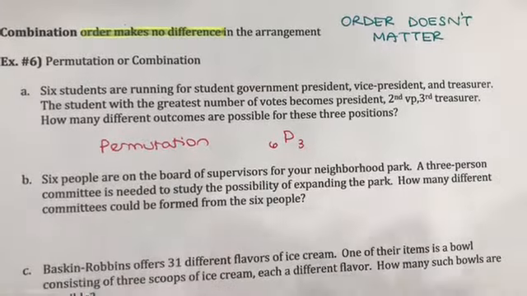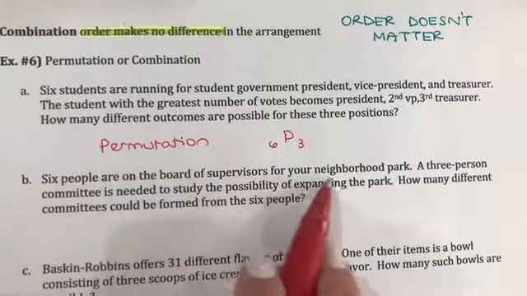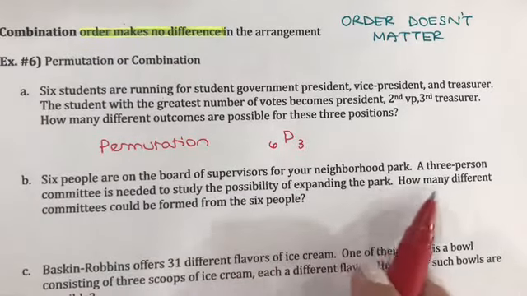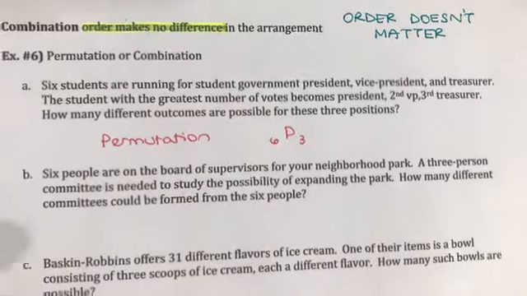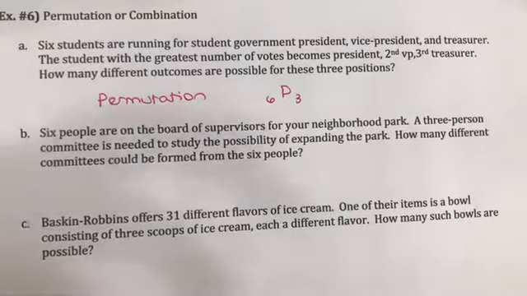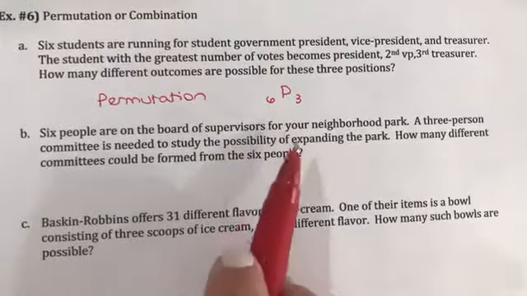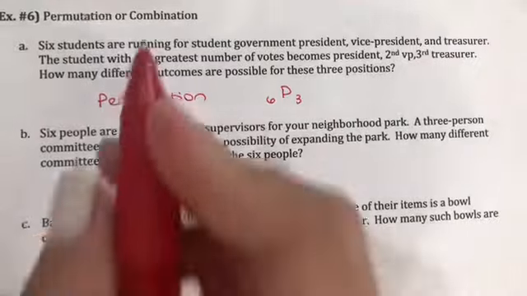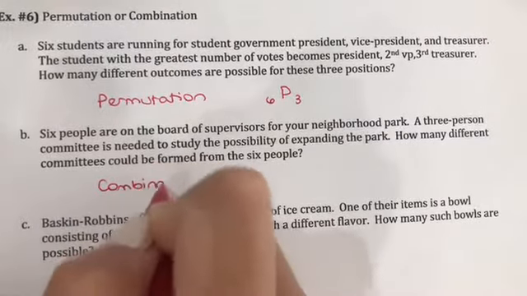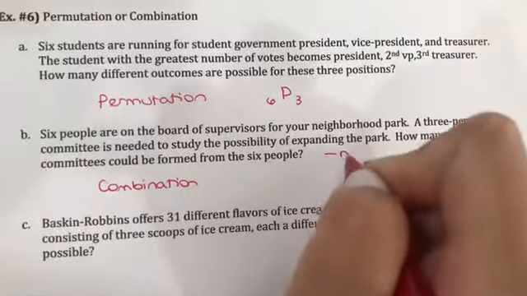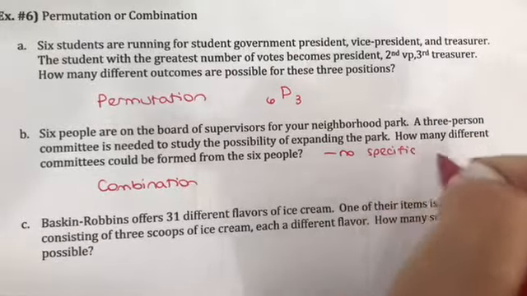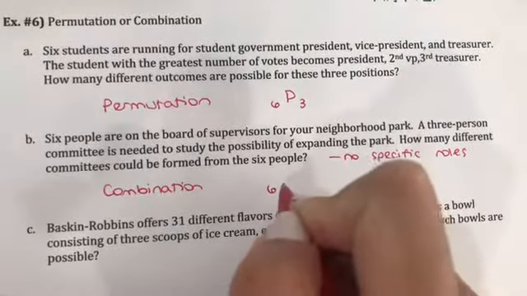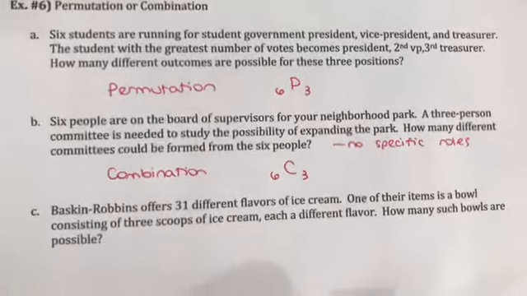Okay. Now what about this one? 6 people are on the board of supervisors for your neighborhood park. A 3-person committee is needed to study the possibility of expanding the park. How many different committees can be formed? So notice that the people in the committee don't have a specific role, right? Me, Sally, and Amanda could be on the committee. Well, that's the same committee as Amanda, Sally, and me. So this is going to be a combination. No specific roles, so the order doesn't matter. So I would do 6 combination 3.